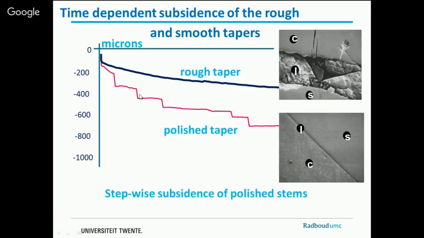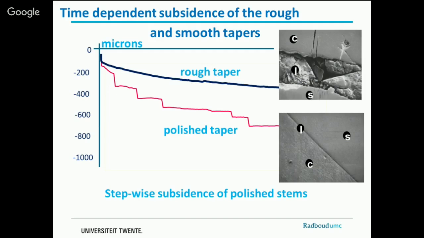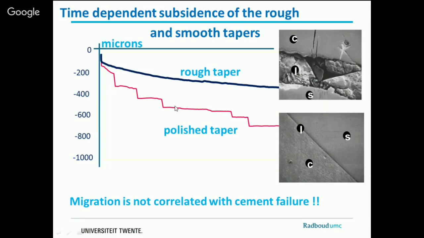Also, interestingly, you could see that the polished taper subsided in a stepwise fashion. We expected that it would just gradually subside, but it's subsiding in a stepwise fashion. And for a bioengineer, that's very interesting, because what's happening here? Initially, I thought that the power switch was turned on and off, and that the machine was having a little bit of a problem. That happens in Holland too, but that was not the case.